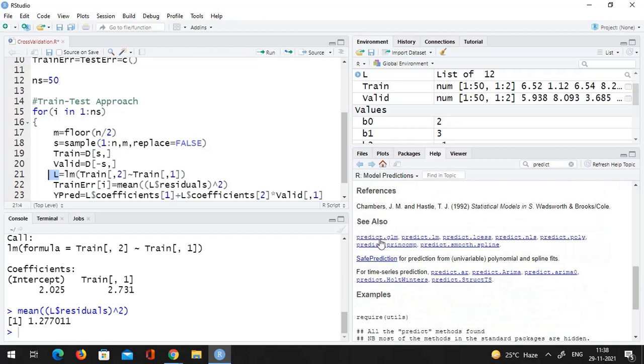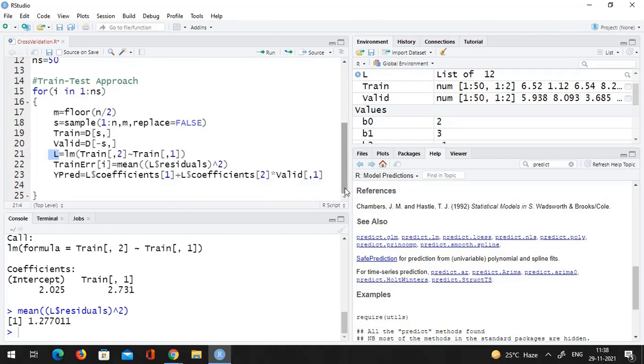See, predict.glm, predict.lm, predict.loess, predict.nls. NLS is I think non-linear regression type of thing. Predict for polynomial regression, then principal component, and many things. Even for time series, AR, ARIMA, Holt Winters, structural time series, etc. So homework is explore the predict command, try to use it. It's not exactly very straightforward. Slight caution needs to be taken, so homework is do that.